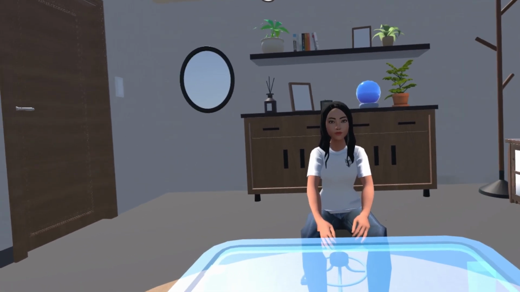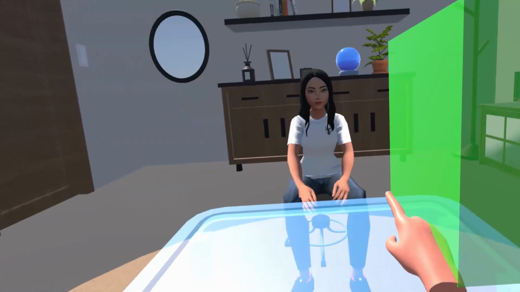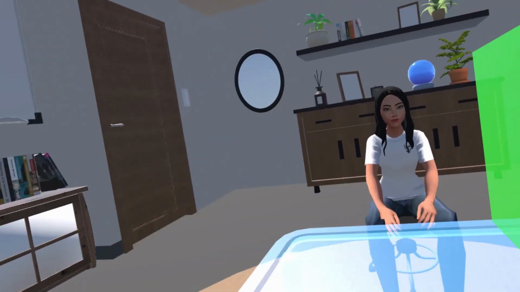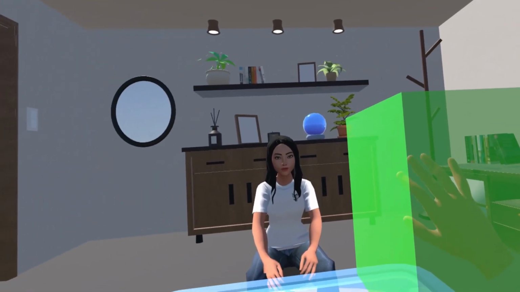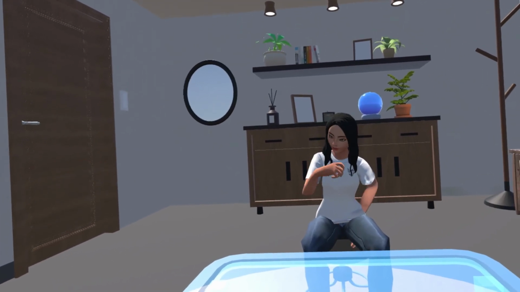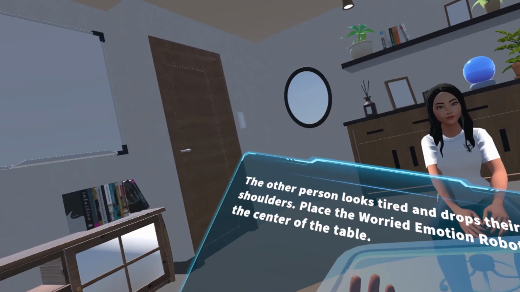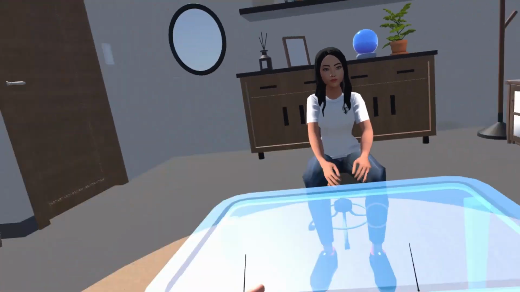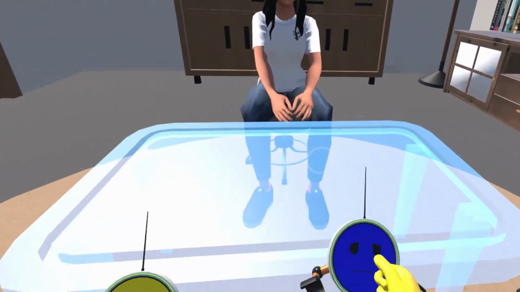Good job. Give it a try. Wave to the person in front of you to say hello. I'm so tired after working. The other person looks tired and drops their shoulders. Place the worried emotion robot in the center of the table.